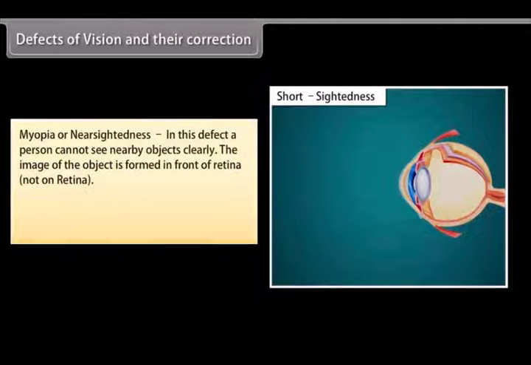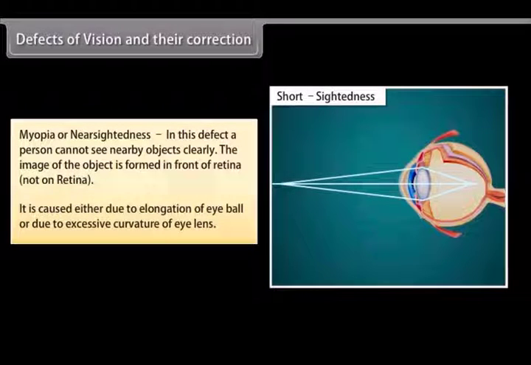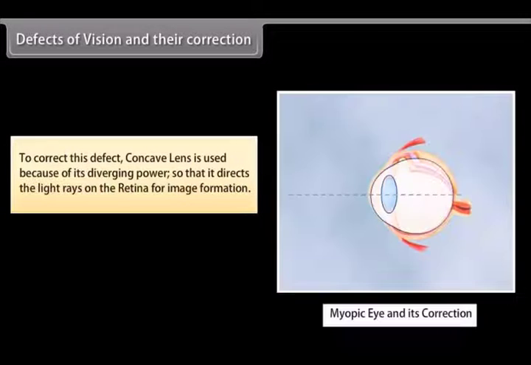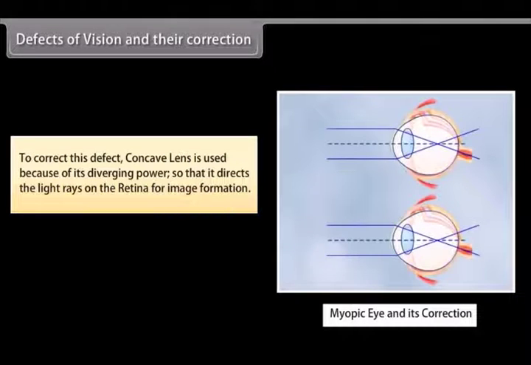Myopia or nearsightedness. In this defect, a person cannot see nearby objects clearly. The image of the object is formed in front of the retina. It is caused either due to elongation of the eyeball or due to excessive curvature of the eye lens. To correct this defect, a concave lens is used because of its diverging power, so that it directs the light rays onto the retina for image formation.